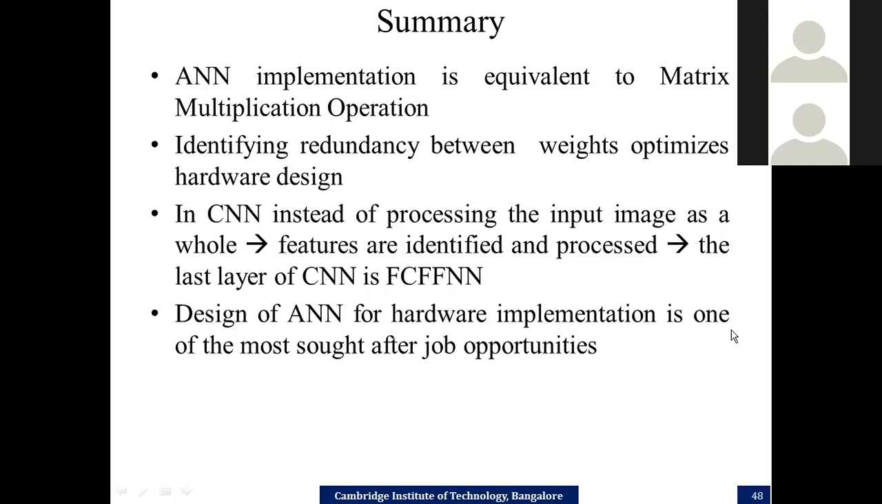So I hope this session could have just created awareness for you and focused more on the basics to tell you how to work on hardware implementation of ANNs. So I stop at this point. If at all you have queries, please let me know.